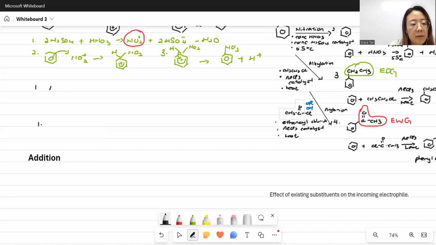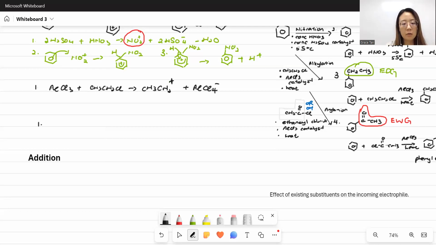Okay, you use the catalyst again to react with your halogenated alkane. Then you will form the electrophile. This is your electrophile in my example, which is the ethyl group and the AlCl4 minus. Okay, then step 2, you use the ring to attack your electrophile. So in my example, electrophile here is the ethyl group.